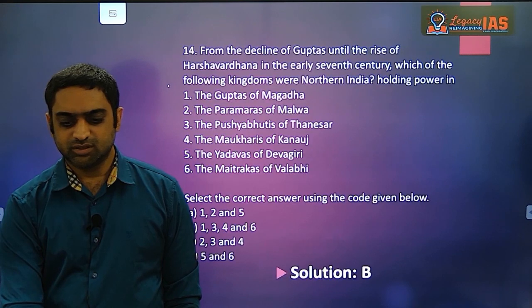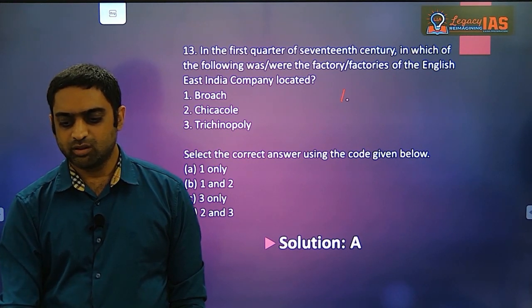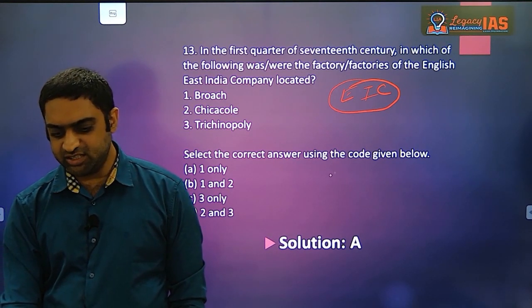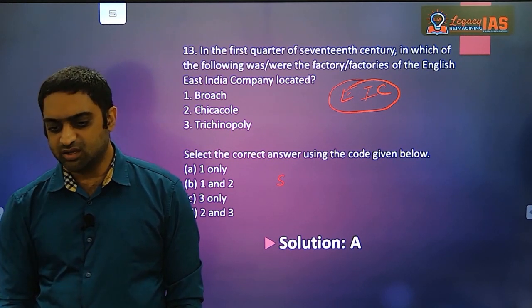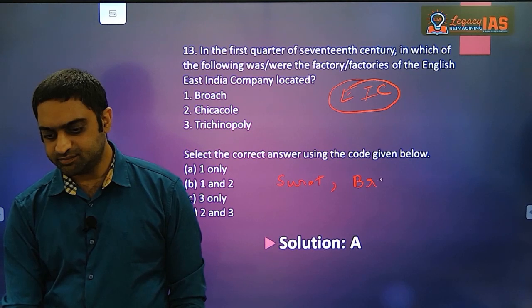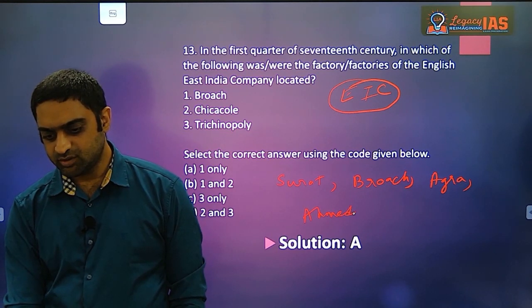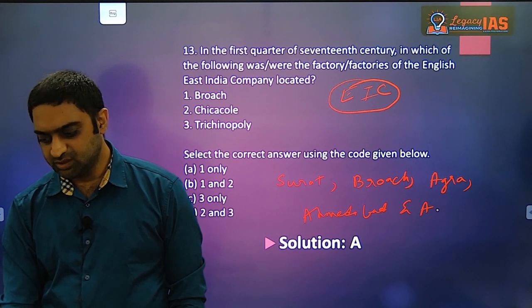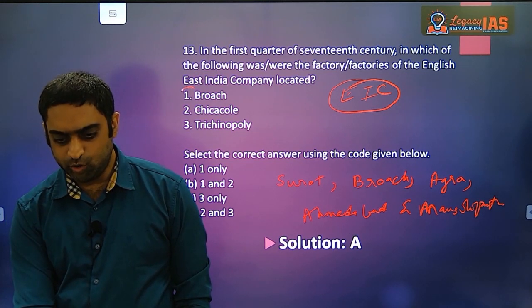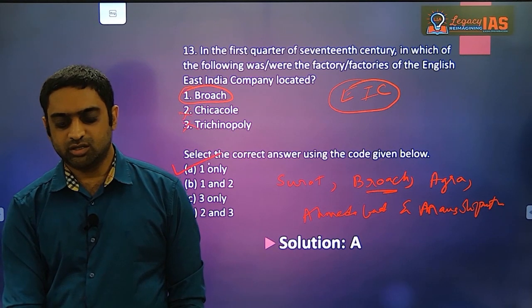13th question. This is again relating to the modern history of India. When the East India Company came to India and started setting up their factories, in the beginning, the factories they first set up in the first quarter of the 17th century were in Surat, then Broach, then Agra, Ahmedabad, and Masulipatanam. And here we have only Broach given. So the correct answer is 1 only, not Tiruchinnappalli or Chikkakol.